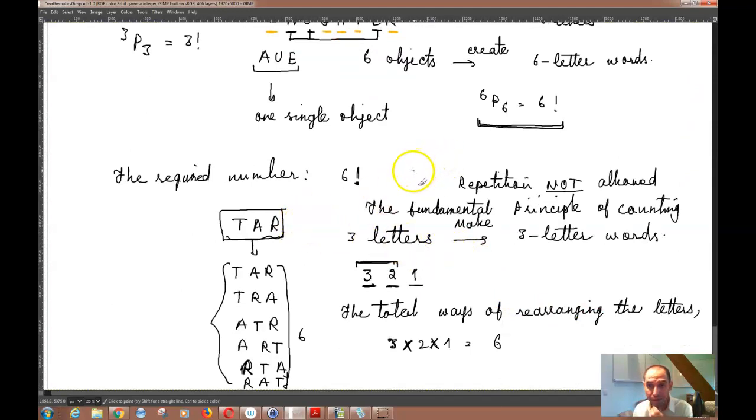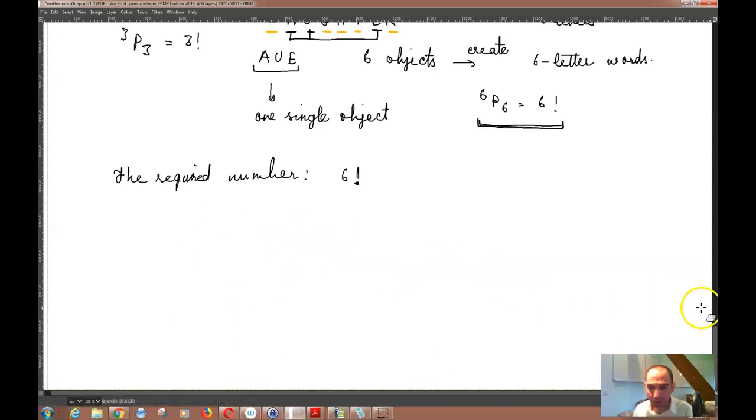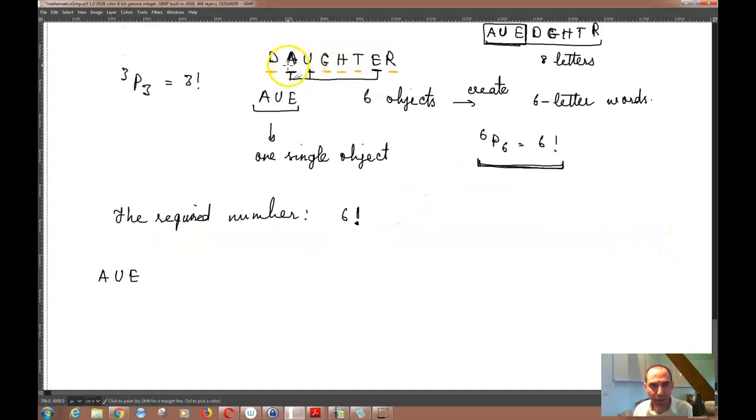Now coming back over here, we established that, suppose for example I have A, U and E, and I put them together. Then the rest of the letters are D, G, H, T, R. I got 1, 2, 3, 4, 5, 6, 7, 8 letters here. Now suppose that I group these vowels together and treat them as just one object. So you have 3 plus 5 is equal to 8, so that's 5 plus 1.